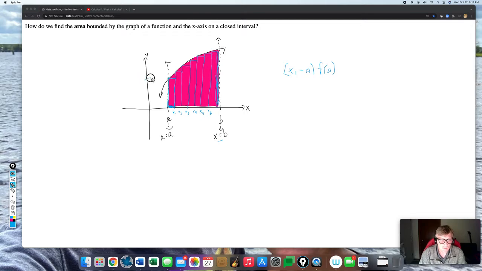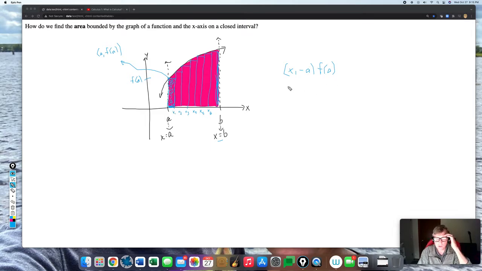In fact, let me label that on the graph. This point right here is the point a, f of a. You might remember that from when we did the slope of the secant line, or the mean value theorem, or those kinds of things. Okay, so that's just the area of the first rectangle, right?